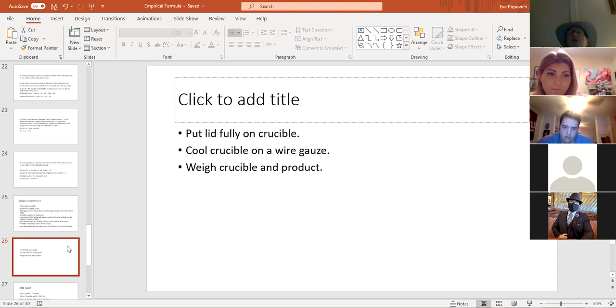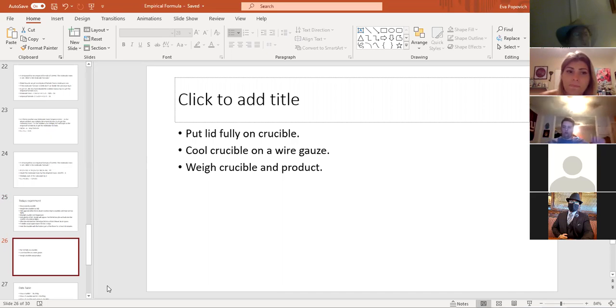So then you are going to weigh the crucible and the product. You have 3 weights. First weight is just the weight of the crucible. Second weight is the weight before heating, magnesium in crucible. So to get the weight of the magnesium, as Victoria and somebody else said, you subtract the weight of the crucible from the weight of the crucible and the magnesium.